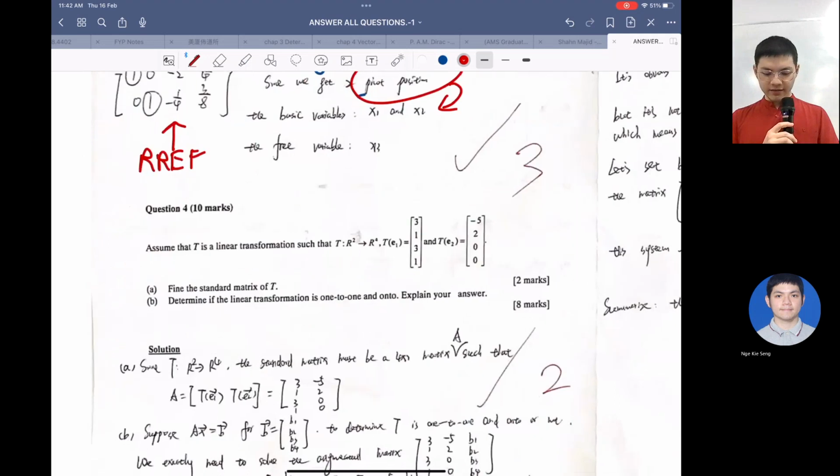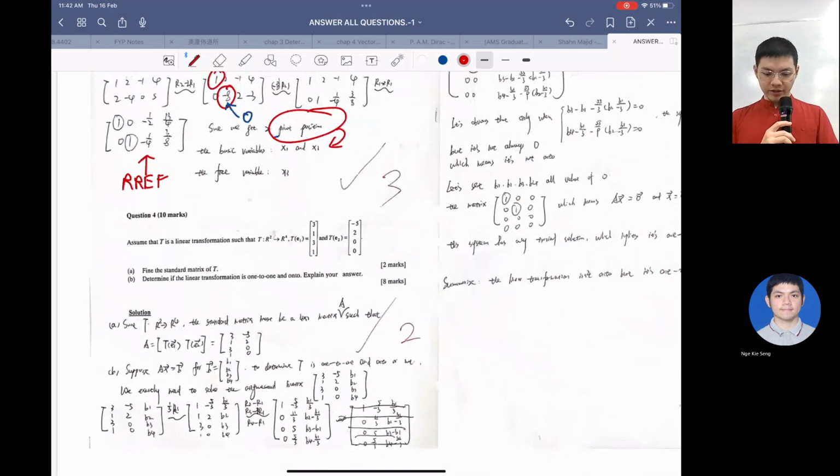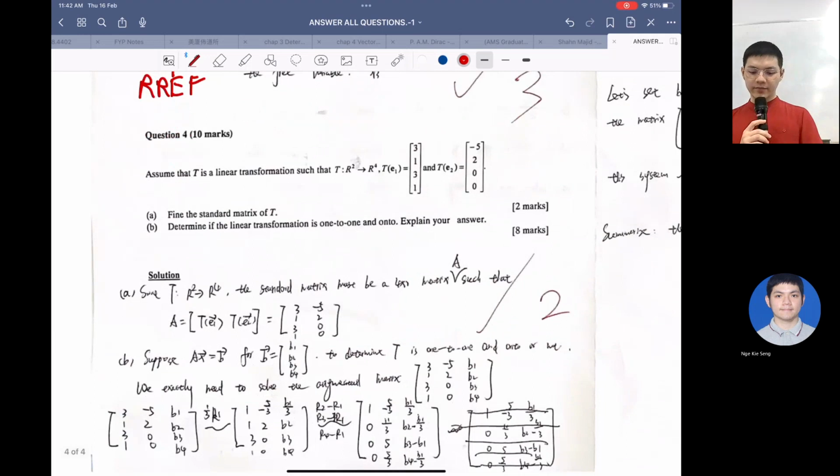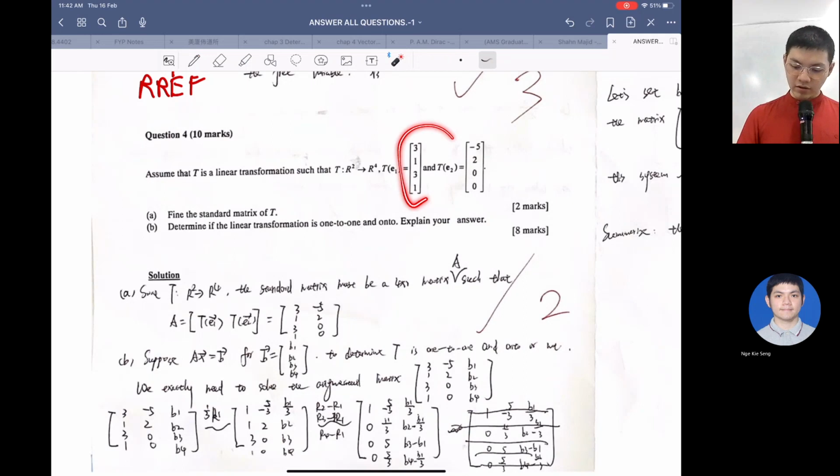Okay, next, I think it's the hardest among all. Assume that T is a linear transformation from R2 to R4, such that when you apply it on the first standard basis vector, E1, you get 3, 1, 3, 1, and on the second standard basis vector, you get -5, 2, 0, 0. So what's the standard matrix of T? How do you do it? You just collect these vectors as your column vectors.